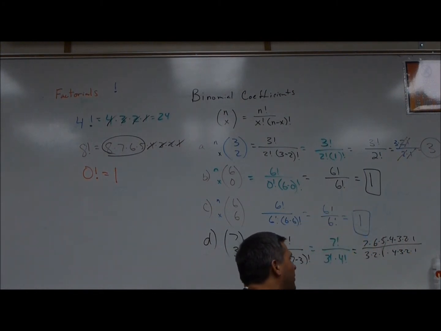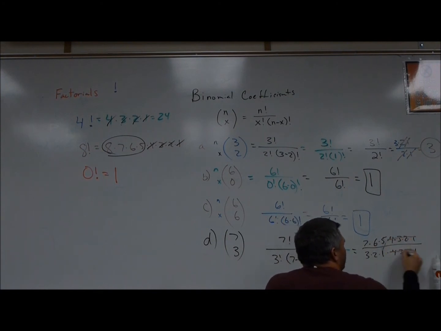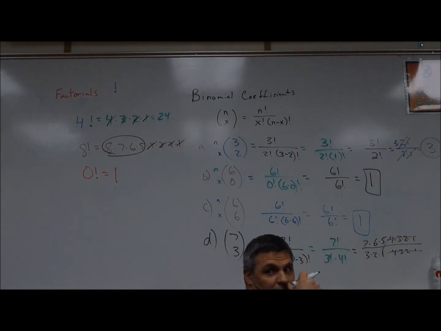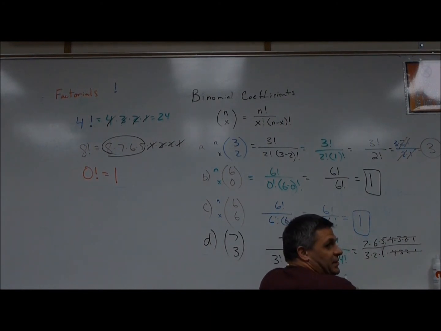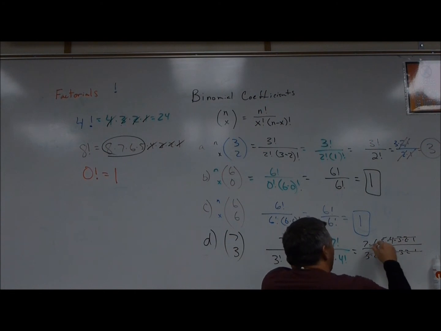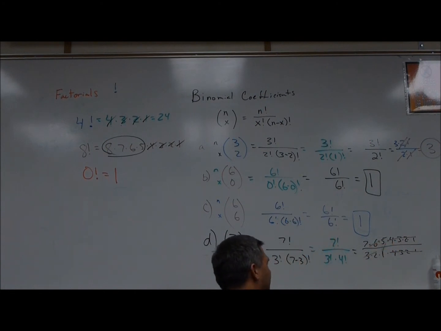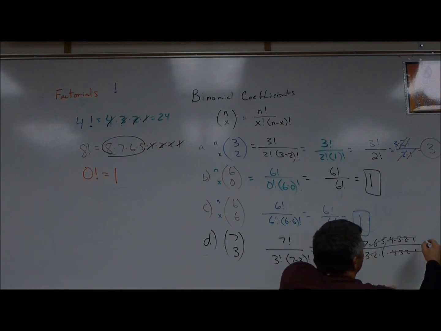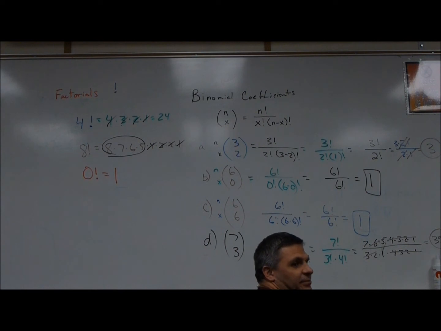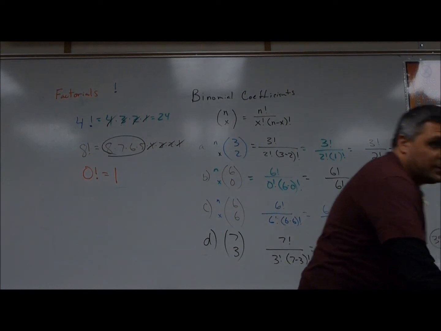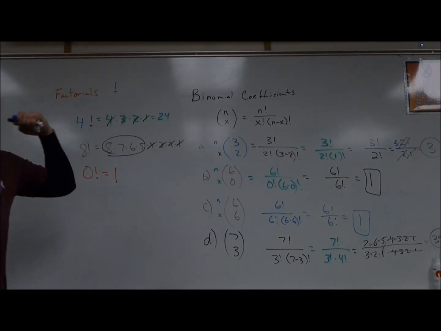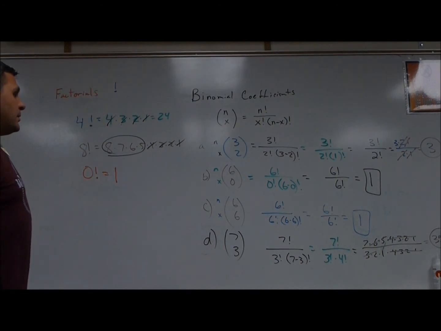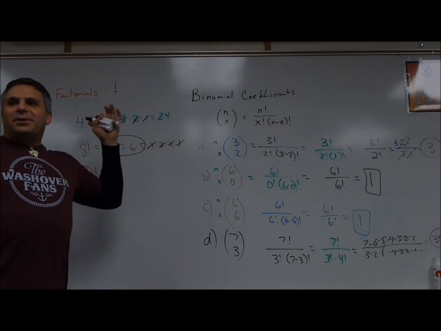So right away, the 4 times 3 times 2 times 1 is gone. But 3 times 2 is how much? 6. So that's gone with the 6. So what's left? Seven times 5, which is 35. Yay! And that's binomial coefficients.